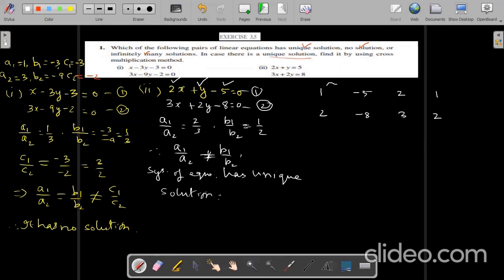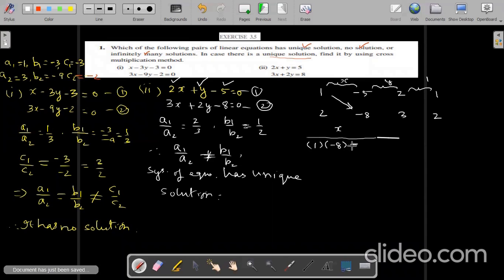So in the first gap, you will write x, in the second gap, you can write y, and in the third gap, you can write 1. Okay, now you will write x upon, multiply 1 with minus 8. So always write in brackets 1 into minus 8. Then minus is in the formula. You have to put the minus every time here. So minus 2 will multiply with minus 5.